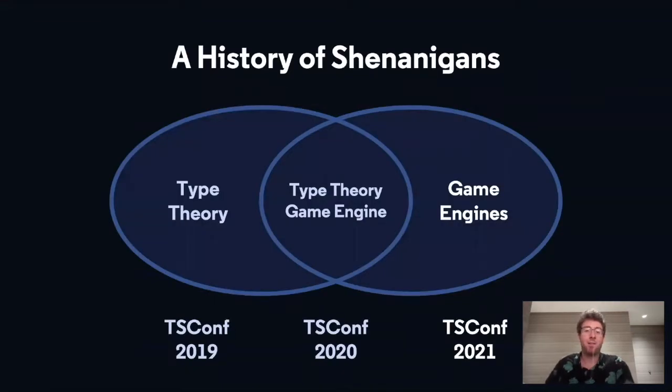I have spoken at TSConf before. In 2019, it was a pure theory talk about implementing binary arithmetic in the type system, a mouthful. The next year was also another fun theory talk on implementing a rudimentary game engine, again purely in the type system. For this year, I'm sticking with the game engine, but going a little more practical. We're talking about converting an existing JavaScript game engine to TypeScript.